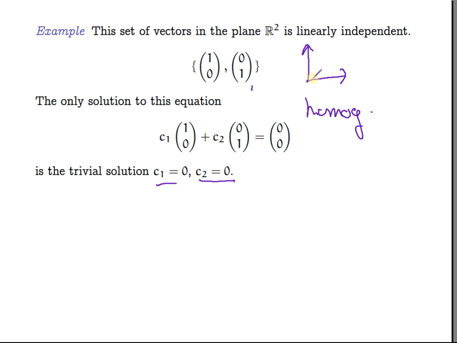Remember, you add vectors head to tail. There's no way to add these two vectors head to tail to get back to 0. There's no way to scale these two vectors. For instance, I could scale this vector up and scale this vector down. If I scale this up and this down, the sum is going to be here. That's still not going to give me the 0 vector. The only way to get the 0 vector as a combination of these two is if both vectors multiply 0.